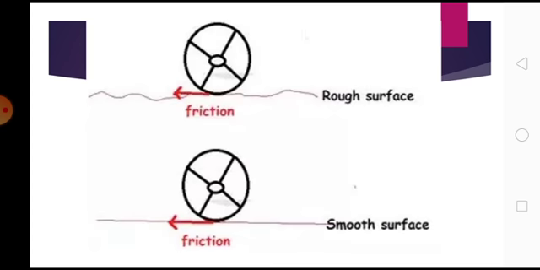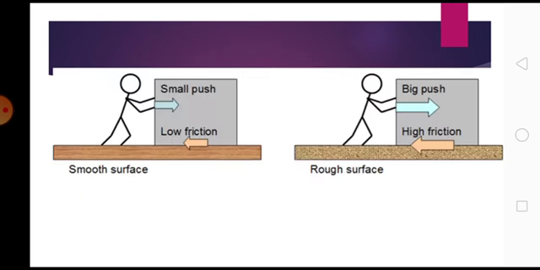So here in this diagram you can see that when we walk on a rough surface there is more friction, so there are fewer chances to fall down, and when we walk on a smooth surface there is less friction and there are more chances to fall down. So let's move to next.